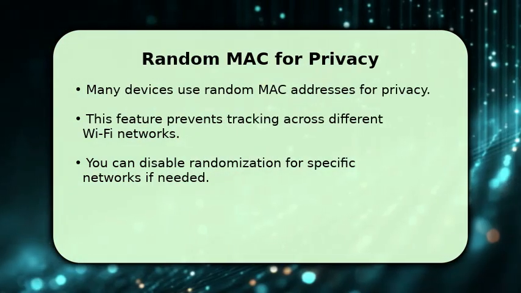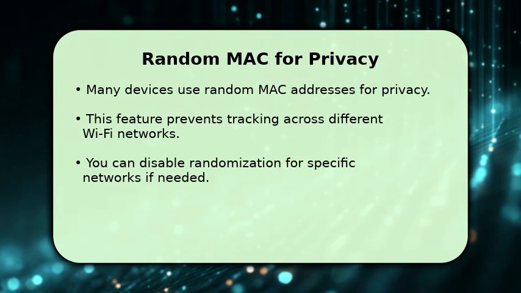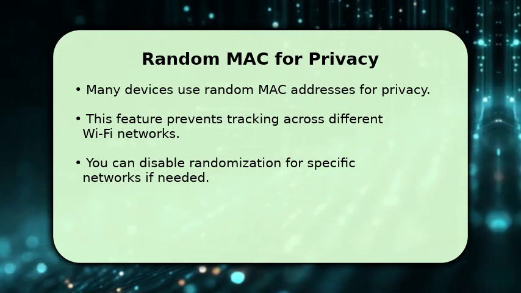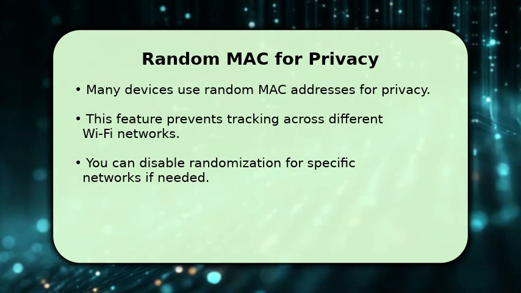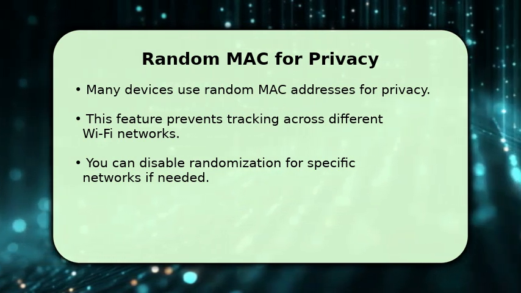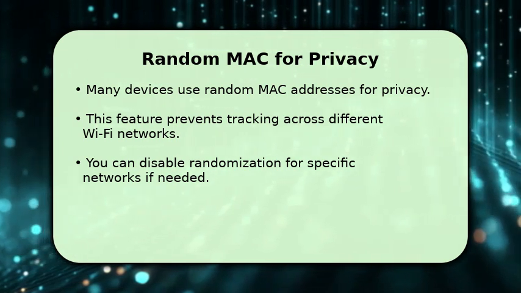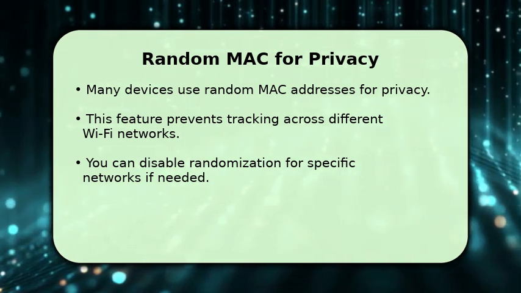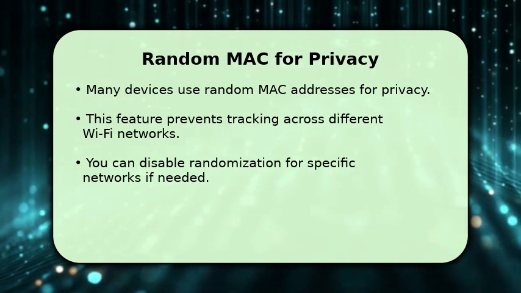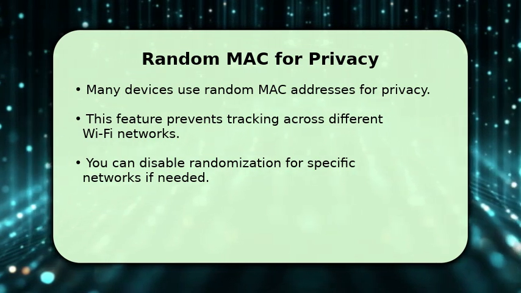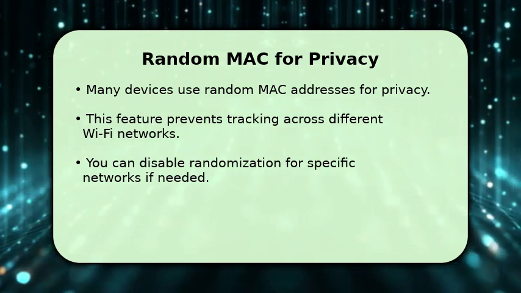Modern operating systems often employ random MAC addresses to enhance user privacy. When your device scans for Wi-Fi networks, it might use a different, randomized MAC address each time. This prevents network operators from tracking your device's movements across various locations. However, for consistent access to networks using MAC filtering, you might need to disable this randomization for that specific Wi-Fi connection.